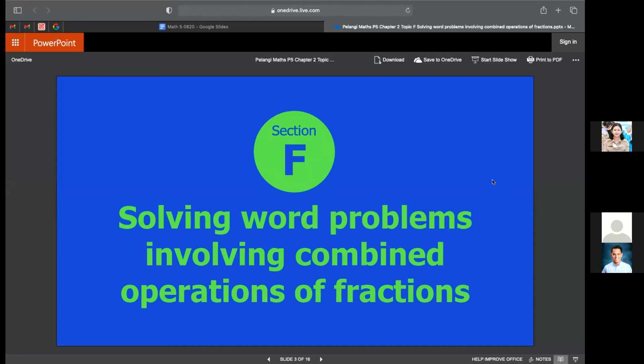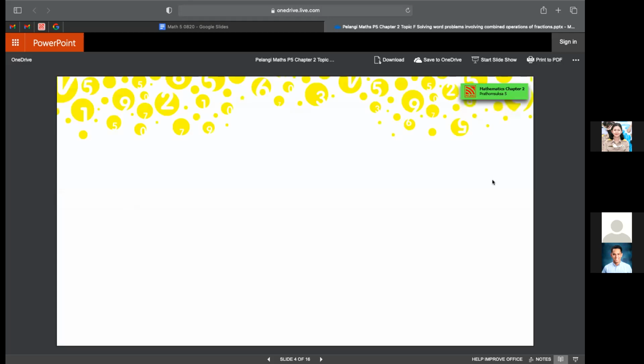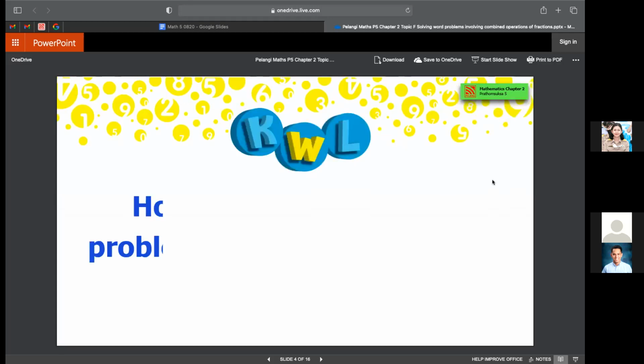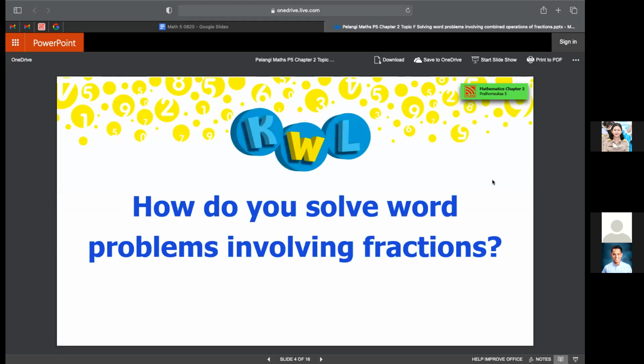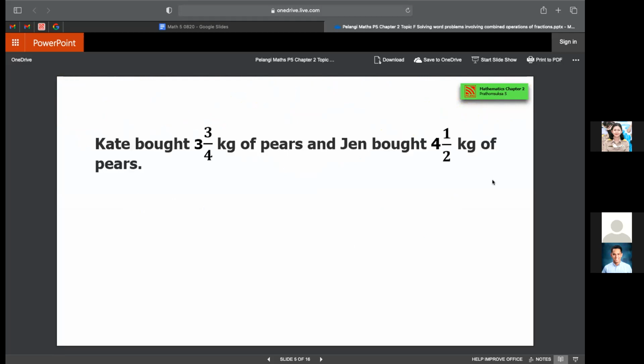All right, so what you have to do is just listen and then follow the solution step by step. Later we will answer your workbook. I will help you answer the exercises in your workbook. In this lesson, we will answer the question, how do you solve word problems involving fractions? Example of a problem that we will solve.